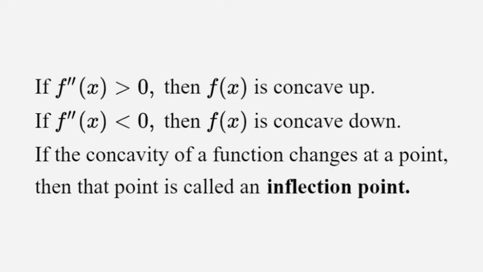Welcome back, everyone. In this video, we're going to be talking more about concavity. We've talked about concavity already in the past. We know that if a function has a second derivative that is positive, then it is concave up. And if the second derivative is negative, then the function is concave down there.